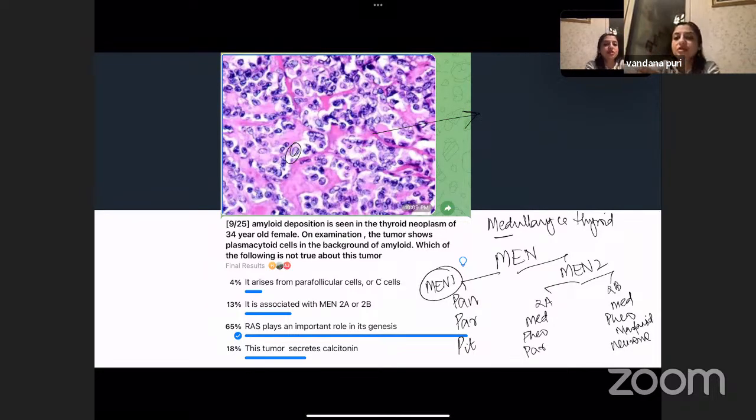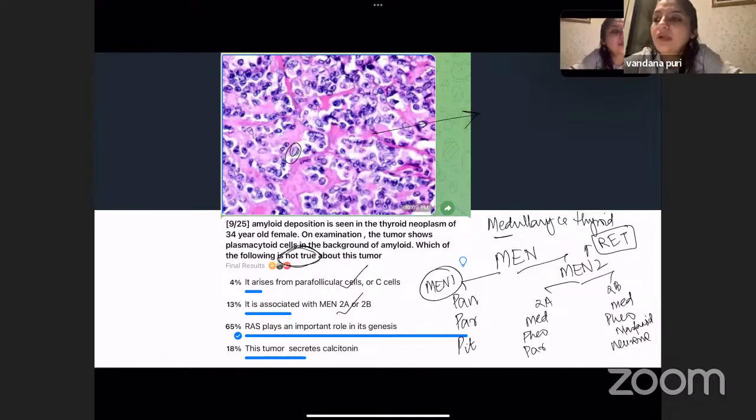So that was about your medullary carcinoma first. So now we know that medullary carcinoma usually, so the question is, which is not true about this tumor. Now you know it's a medullary carcinoma. So it arises from the parafollicular cells. So that is true. And it can be associated with either MEN2A or 2B. That is also correct. Now MEN2 is very typically involved with the RET. Okay, so RET is the main gene which is involved here. Okay, so MEN2 is typically associated with RET.